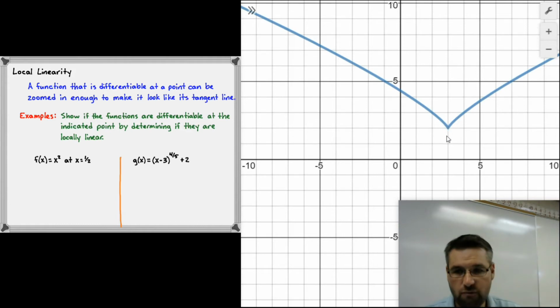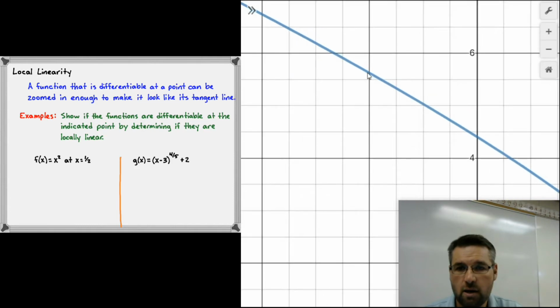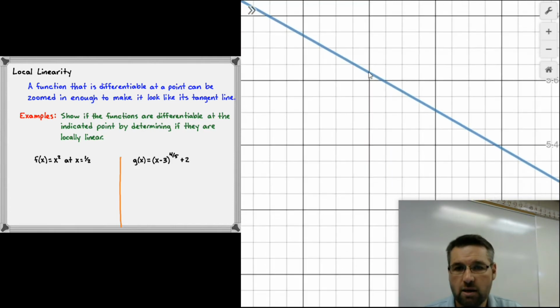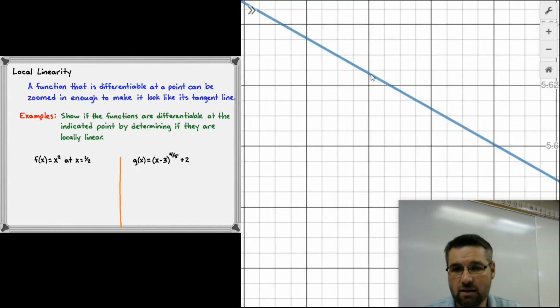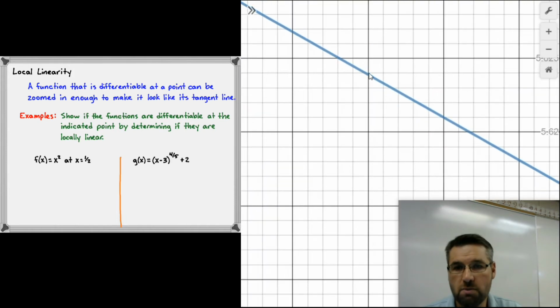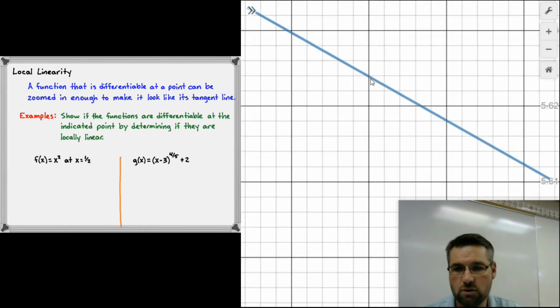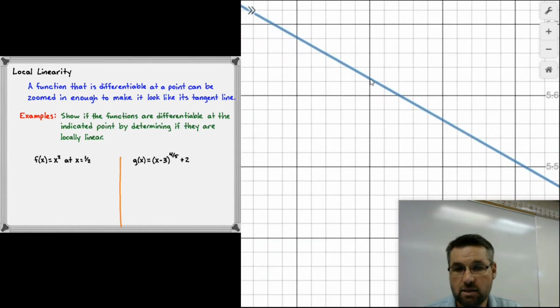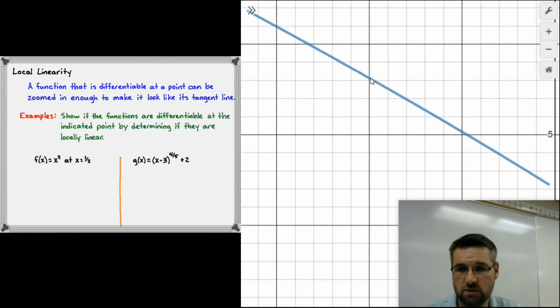But if I were looking for whether it's differentiable at a specific point, if I came over here to, let's say, -2 and zoomed in, it would be pretty quick that you would see a line, or it would be locally linear at this x value, at x equals -2. And so therefore it's differentiable at x equals -2.